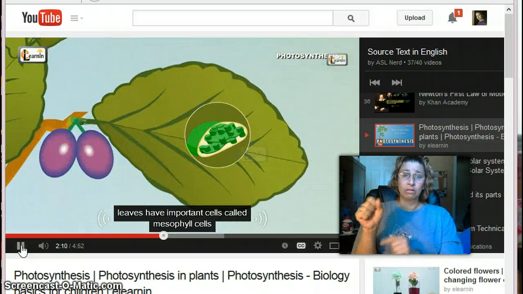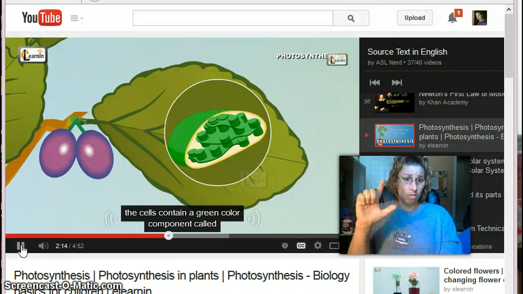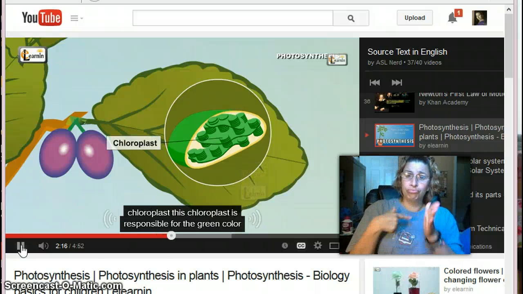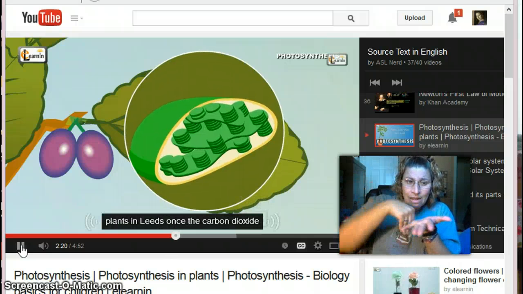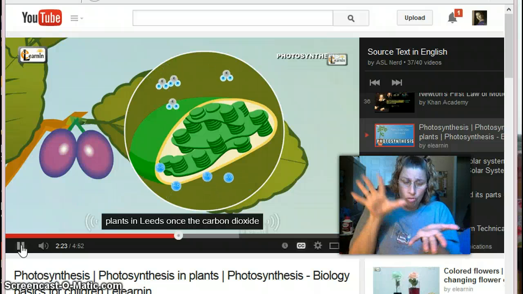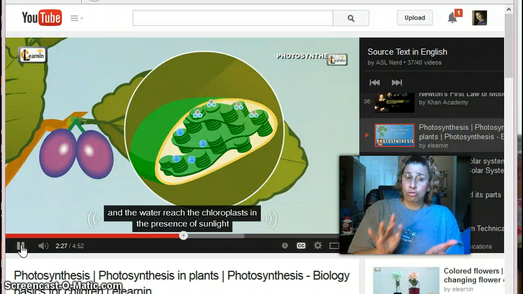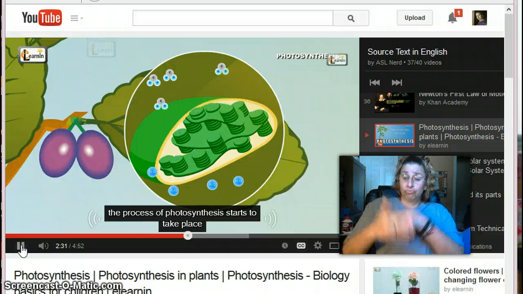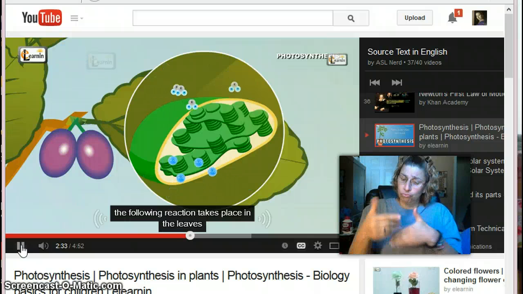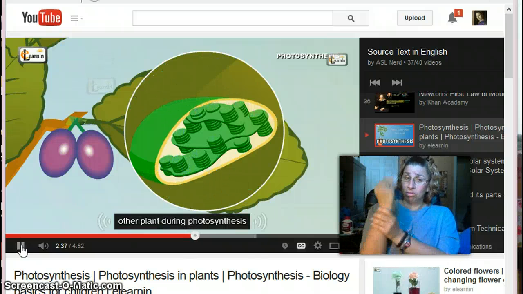Leaves have important cells called mesophyll cells. These cells contain a green-colored component called chloroplast. This chloroplast is responsible for the green color of plants and leaves. Once the carbon dioxide and the water reach the chloroplasts in the presence of sunlight, the process of photosynthesis starts to take place. The following reaction takes place in the leaves of the plant during photosynthesis.